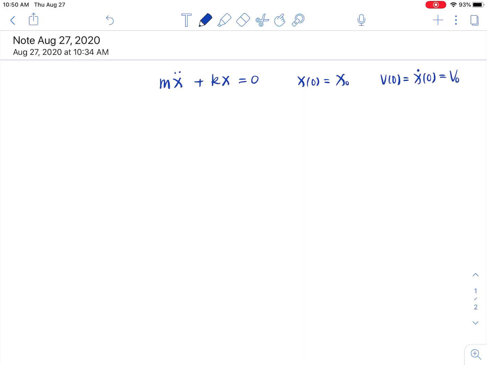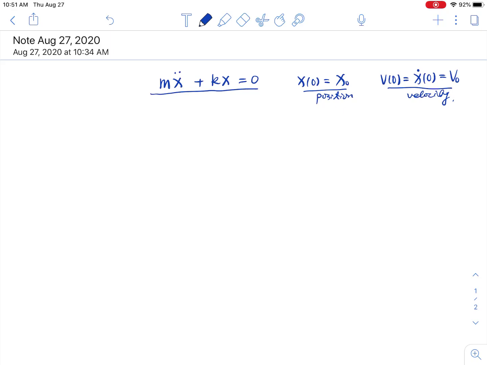Okay, so in this video I'm going to show you how to solve an undamped system subject to no external force. So the equation of motion is presented in here, and we also know the initial position and initial velocity. So how can we solve this ODE?